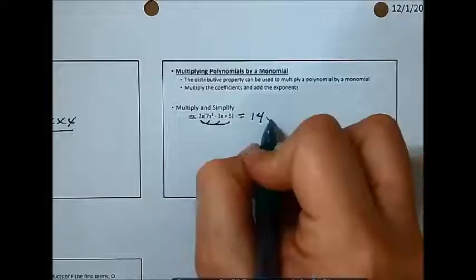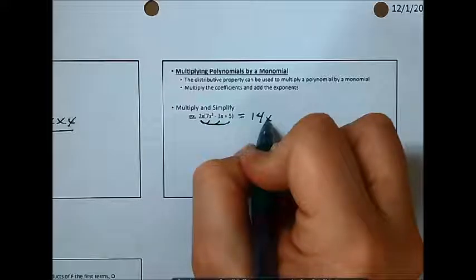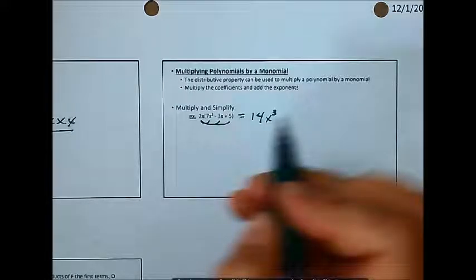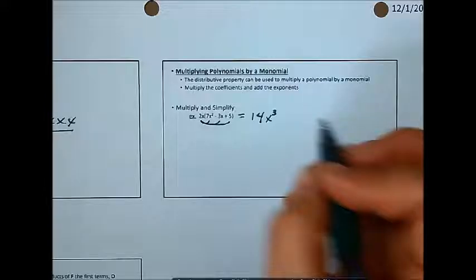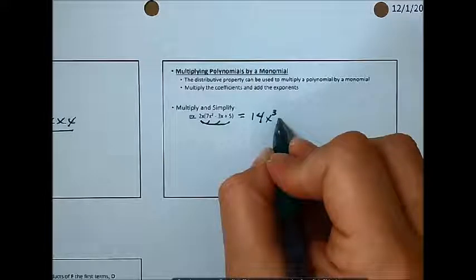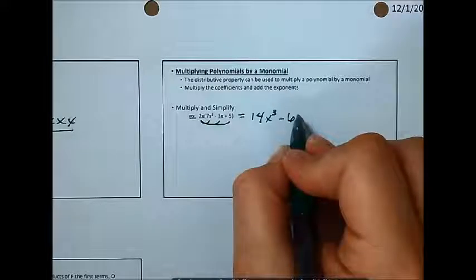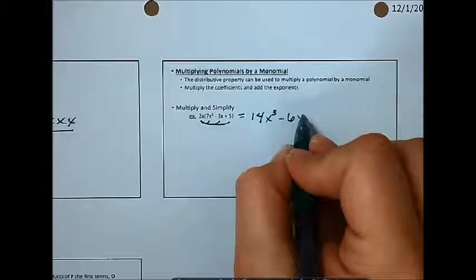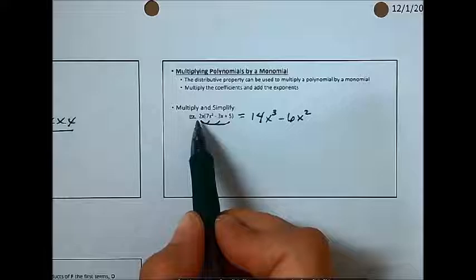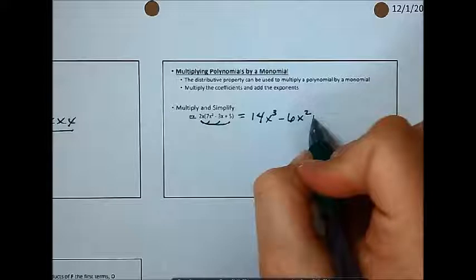Gives us x cubed. Then we have 2x times negative 3x. So 2 times negative 3 is negative 6. We have 1x and 1x. So we have 2 x's. And finally we have 2x times 5, which gives us 10x.